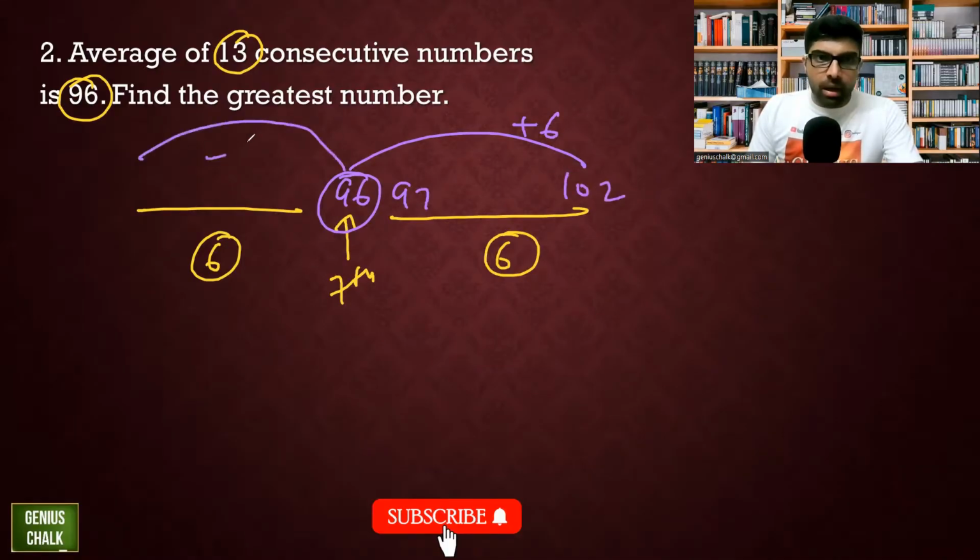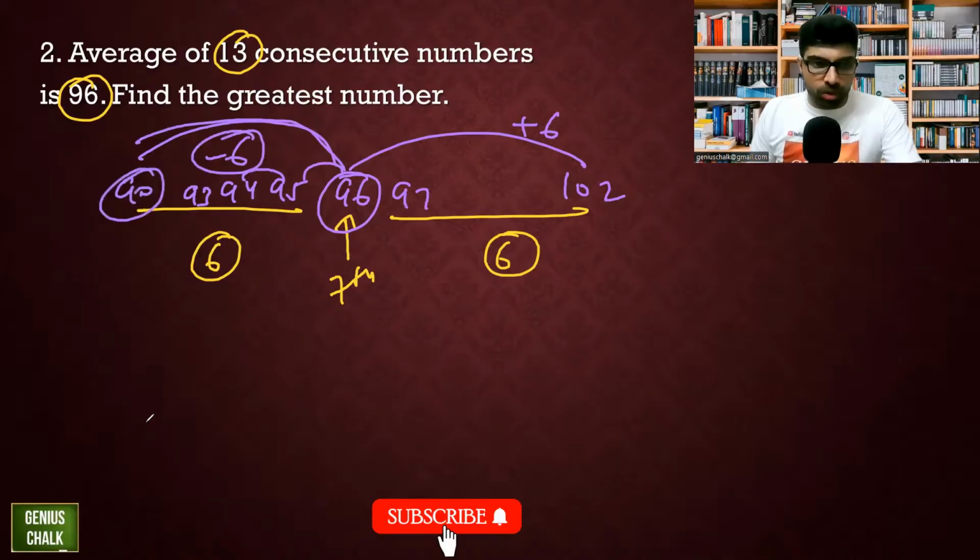If you want to go back 6 steps back, because every number is having a difference of 1, right? 94, 95, and 93, and so on. So directly subtract it, it will be 90. So this is the approach.